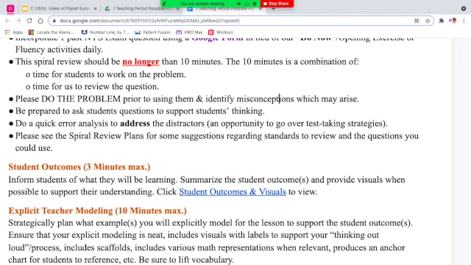Also, please do the problem prior to using them and identify misconceptions which may arise. Be prepared to ask students questions to support thinking. Do a quick error analysis to address the distractors. This is an opportunity to go over test taking strategies. And as discussed on Planet Spiral Review, you were able to see review plans with some suggestions regarding the standards to review and the questions you could use.